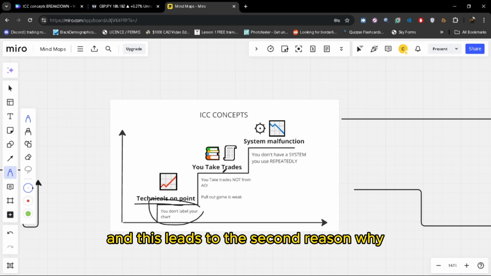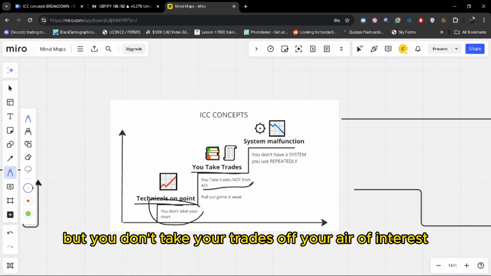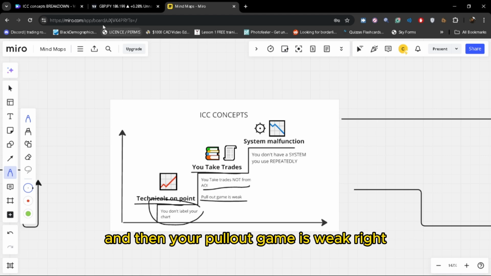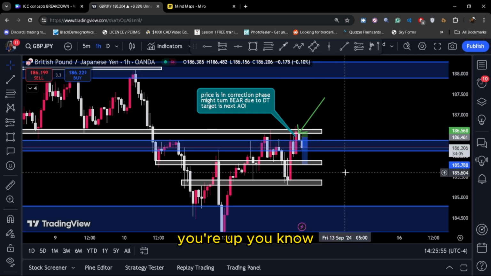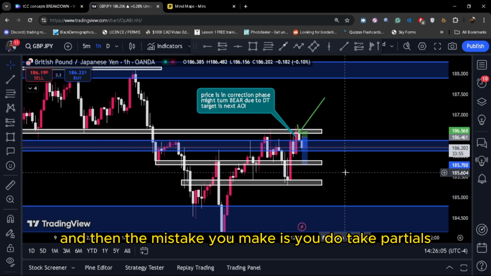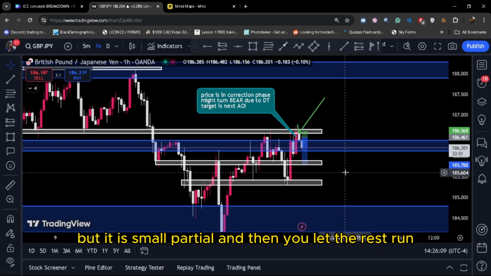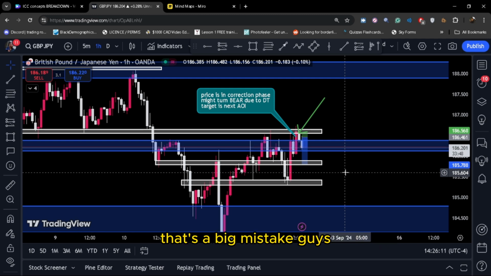And this leads me to the second reason, right? The thing is, you do take trades, but you don't take your trades off your area of interest, and then your pullout game is weak, right? So I'm very sure you guys have been in a trade where you're up, however, and you see price reach a level, and then you decide, should I pull out or should I take partials or whatever? And then the mistake you make is you do take partials, but it is a small partial, and then you let the rest run. That's a big mistake, guys.